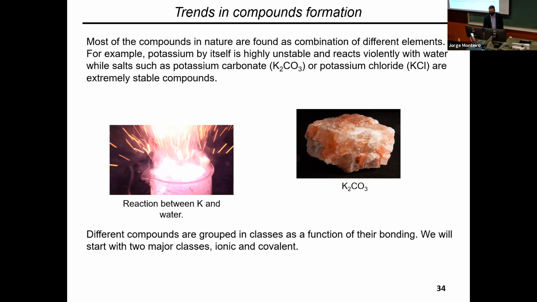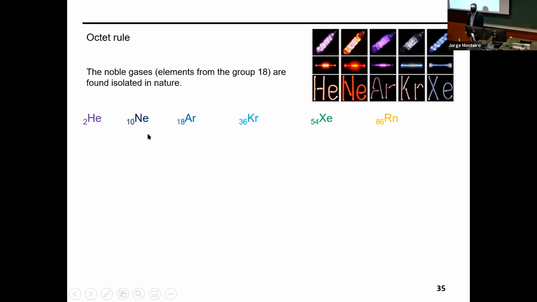So let's go back to nature and see what the standard for stability is. Noble gases, or elements from group 18, are found isolated in nature. That means noble gases by themselves are stable. Any other element will try somehow to imitate a noble gas to achieve stability, and that is called the octet rule.